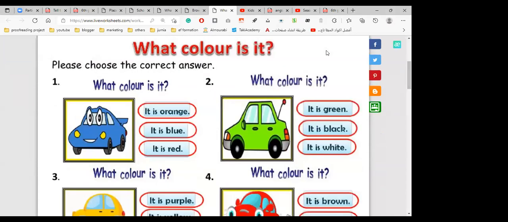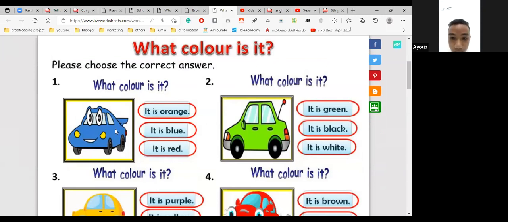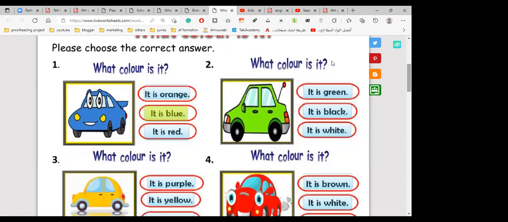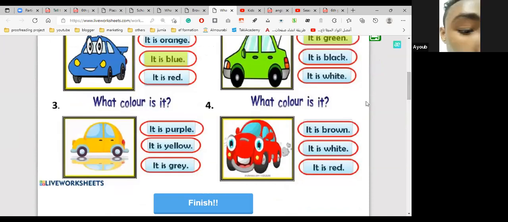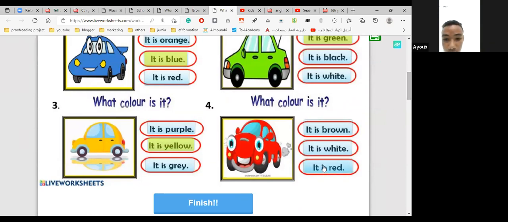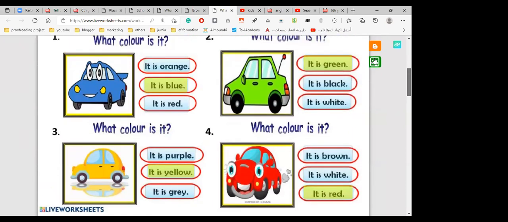So what color is it? We are going to answer, it's blue. What color is it? It's blue. It's a blue car. Very good. Number two. It's green. It's a green car. Number three. It's yellow. It's a yellow car. Number four. It's red. It's a red car. Okay, very good.